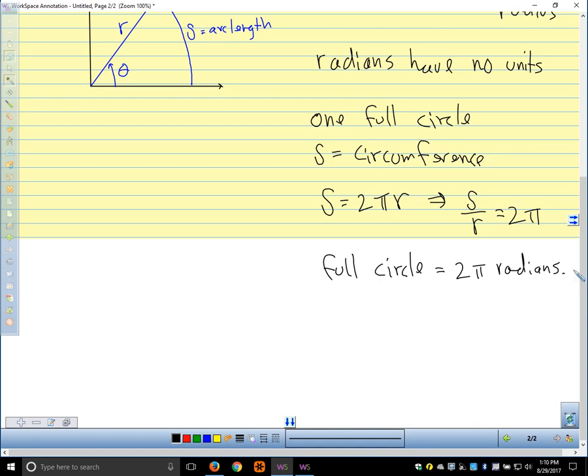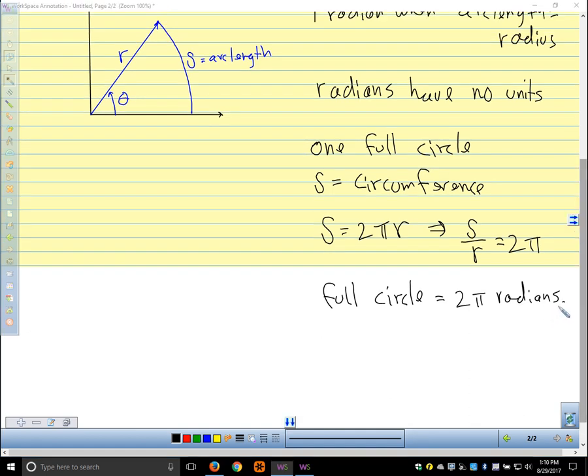So what we do is we subdivide that 2 pi radians to come up with the angle measures in circles, not the degree measure, the angle measure. So that's our background on why radians are a little more natural way of measuring a circle.